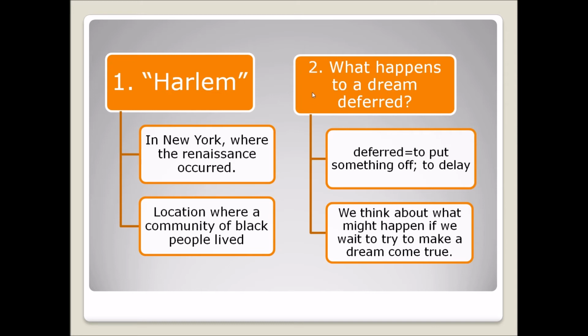Moving on to the second chart, number 2, is the line, what happens to a dream deferred? Now the first thing I need to do is figure out what deferred means, because I'm not sure. So I look that up in the dictionary and I find out that deferred means to put something off or to delay. I think about this line a little bit more and I write, we think about what might happen if we wait to try to make a dream come true. So that is what comes to my mind when I consider that second line, what happens to a dream deferred? What might happen if we wait on our dreams to come true?